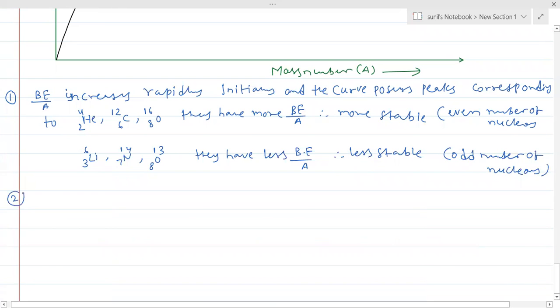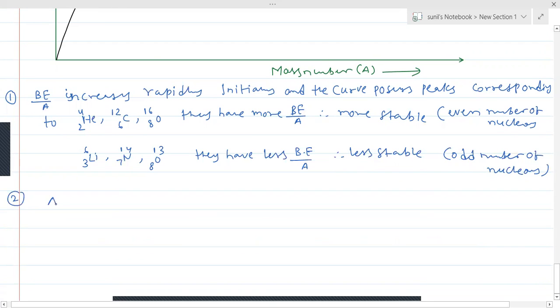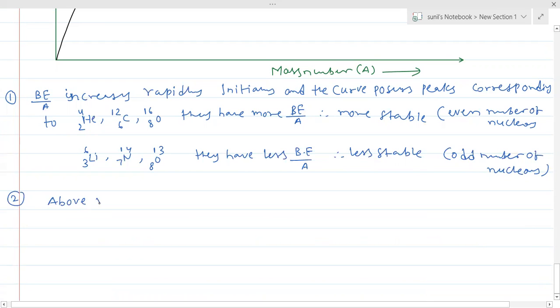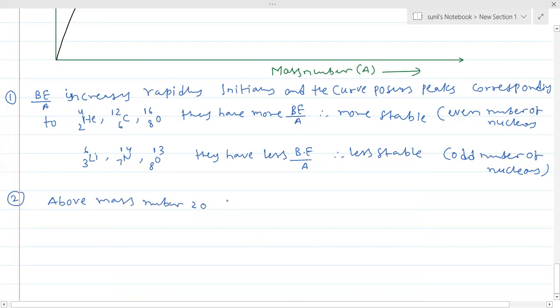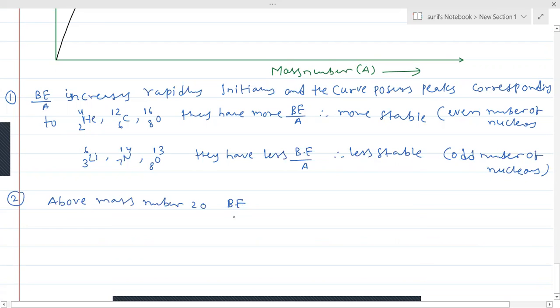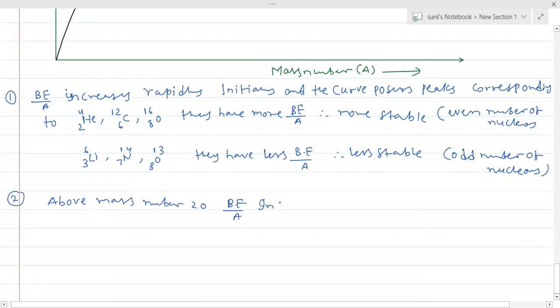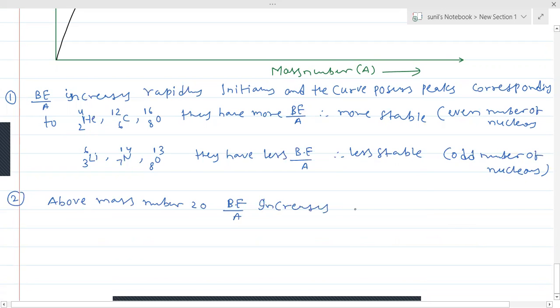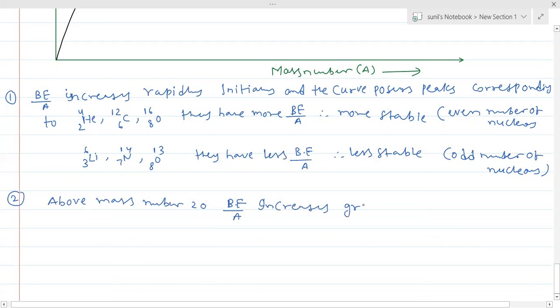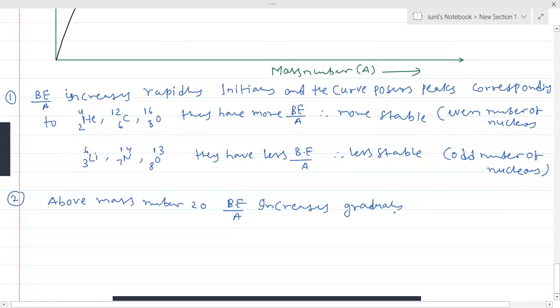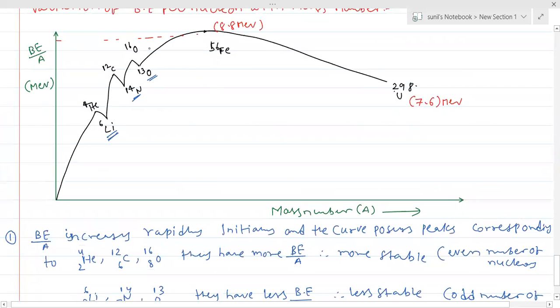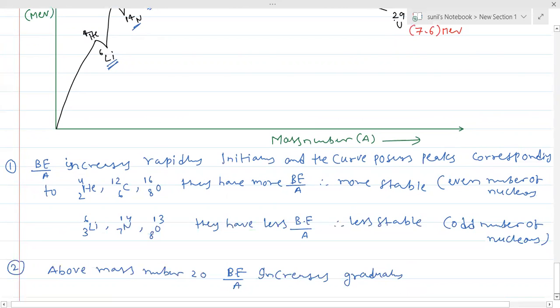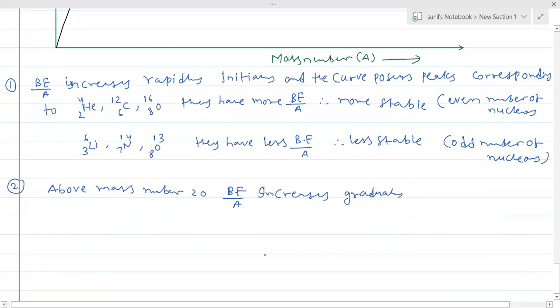And the second one: above mass number 20, binding energy per nucleon increases gradually. It does not increase rapidly, it increases gradually. You can see here, from here to here, so the binding energy per nucleon graph increases gradually.